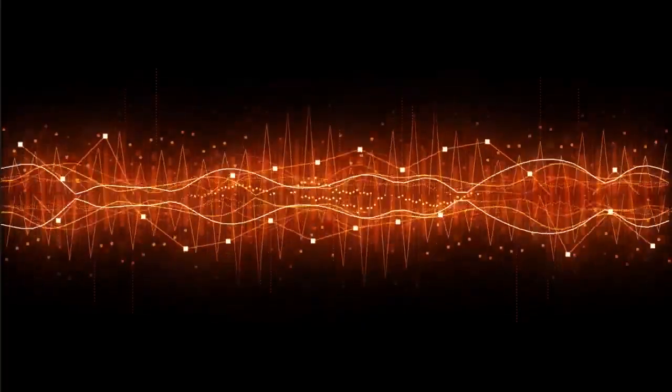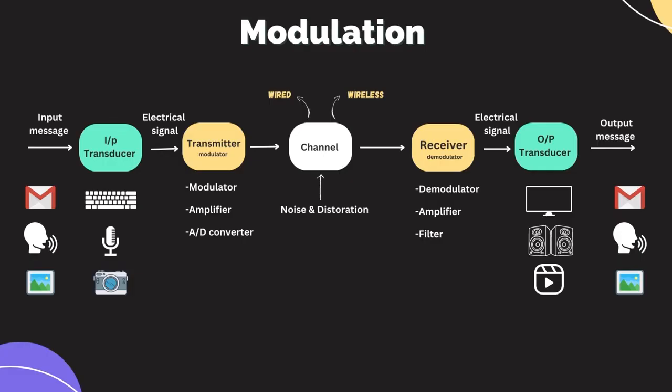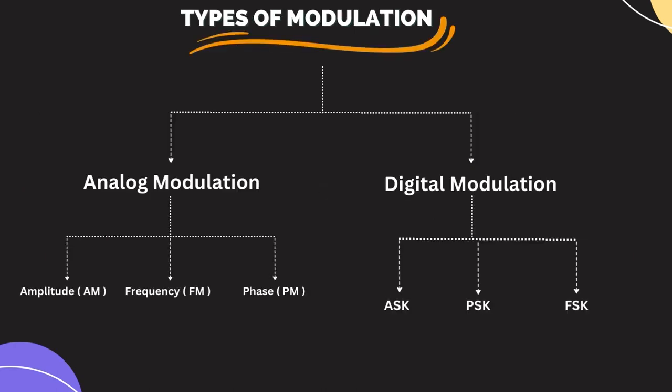Most of you are familiar with modulation, but do you truly understand its meaning? During the modulation process, a message signal is used to alter a carrier signal to produce the transmitted signal. This is especially important for long-distance signal transmissions where high-frequency modulation is required. There are two main types of modulation: analog and digital.